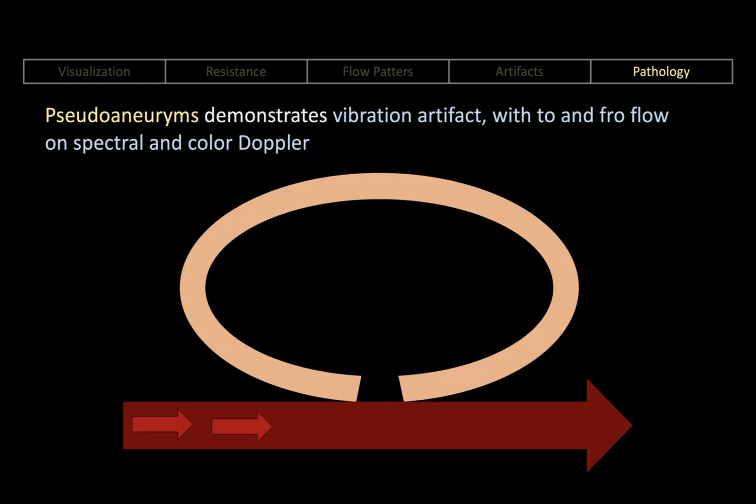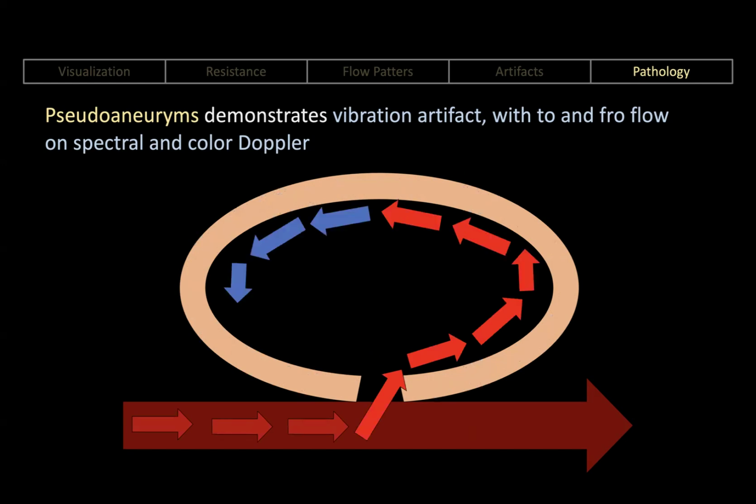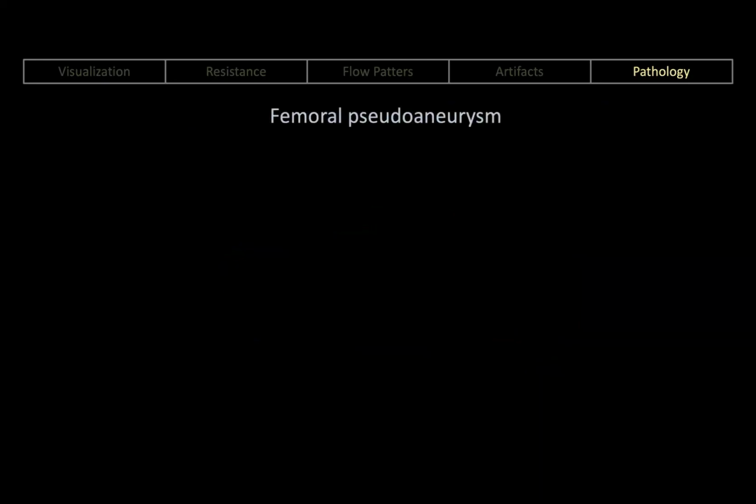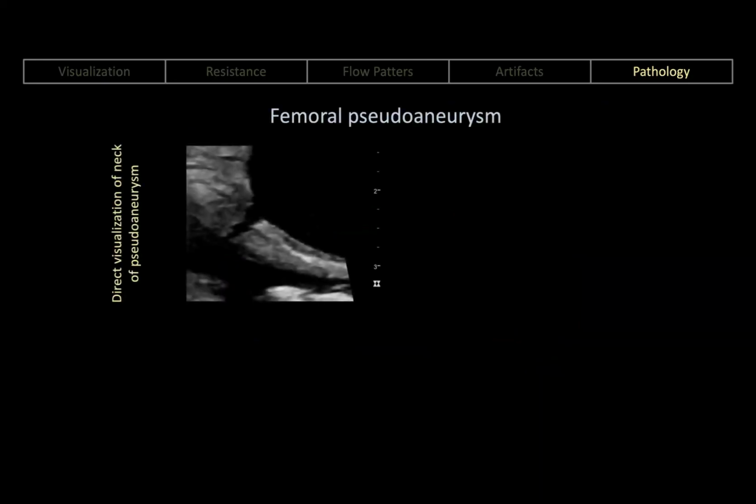And then the blood that flows into the neck of the pseudoaneurysm ends up circulating around and then coming around the other side, and I'm just depicting it as blue because it's now going away from the ultrasound probe and then goes back into the vessel and goes out. And so it has this kind of swirling pattern within a pseudoaneurysm. So let's look at a femoral artery pseudoaneurysm. Here you can see the neck depicted right here.